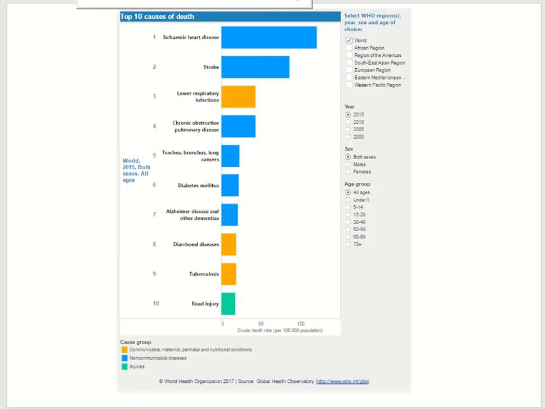In this slide, I have an example of the top 10 causes of death. So you've seen this over and over, and I think it's the same information again and again. This is the world, so the top 10 causes of death. This is the world, not only U.S. The year is 2015. It's for both sexes and for all age groups. And you can see that the number one ranking is ischemic heart disease, followed by stroke, lower respiratory infection, etc.